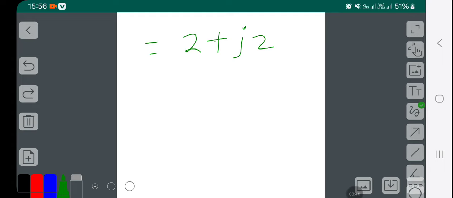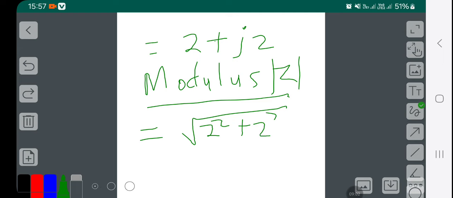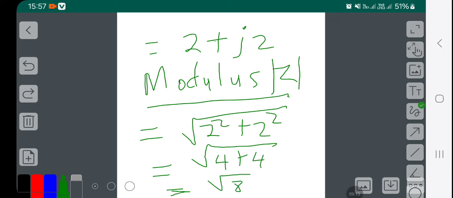So this is now my simplified complex number. To make it easy, let's find our modulus. Modulus, as I said, is very easy to find. My modulus is equal to the square root of 2 squared plus 2 squared, which is equal to the square root of 4 plus 4. So it's the square root of 8. You can simplify using your calculator. You know that the square root of 8 is 2 root 2. So it's 2 root 2.